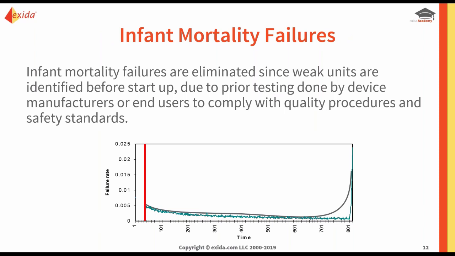Just to back up this assumption that it's constant, we're assuming that the infant mortality failures are eliminated. Since weak units are identified usually before startup, you have your FATs, your SATs, you have a lot of testing before startup happens. And so we're assuming that that device never makes it into operation. It's eliminated, and so we're not going to skew the failure rate value in that direction. So we're assuming these are eliminated from operation. And so now, as you can see, we've taken that piece out of the bathtub curve.